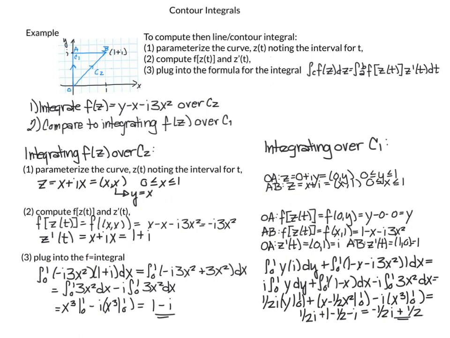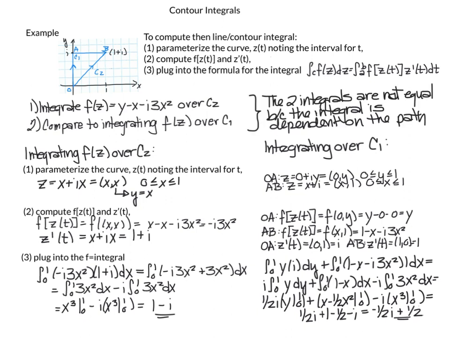Now what is left is to plug into the interval. So for our first curve, which goes from 0 to A, our limits of integration are 0 to 1, and then we have our f composed with z, times our derivative, which is i, dy, plus, for AB, the limits of integration are also 0 to 1, and we have 1 minus x minus i 3x squared times our derivative, which is equal to 1. And the rest is just integration and algebra, and I get negative 1/2 i plus 1/2.